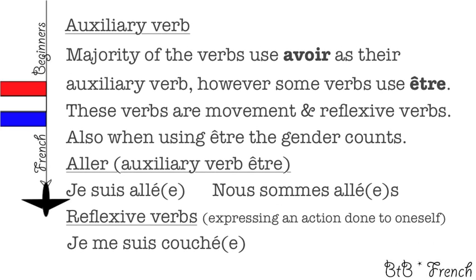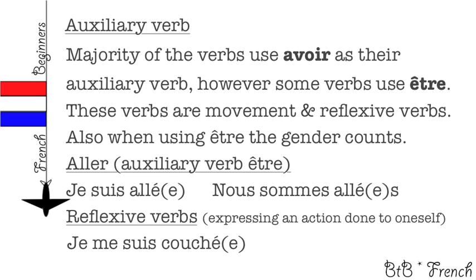For le passé composé, there are only two verbs that are used as auxiliary verbs. There are avoir and être. The majority of verbs use the verb avoir, but there are some verbs that use être. We call them movement and reflexive verbs.